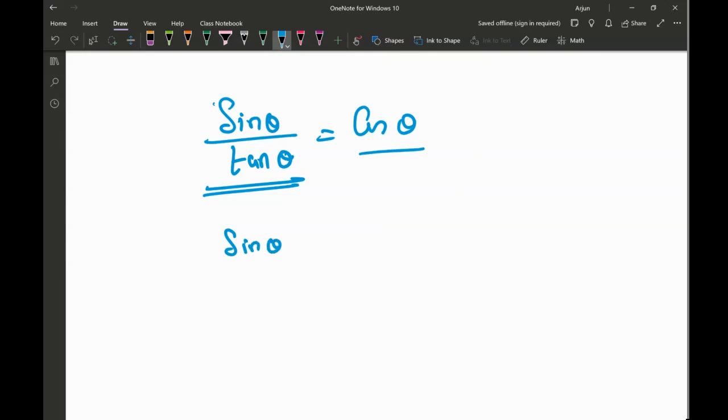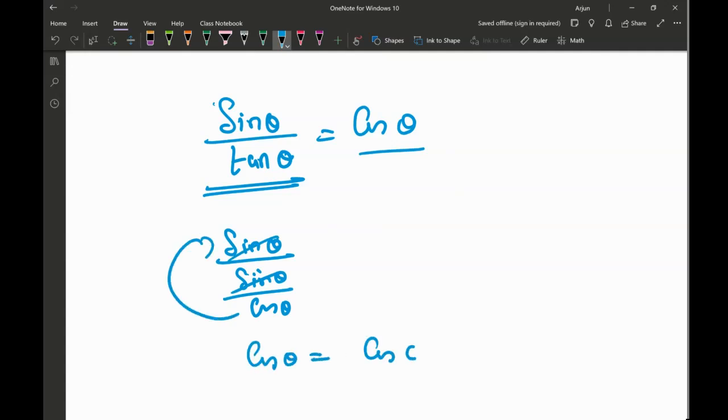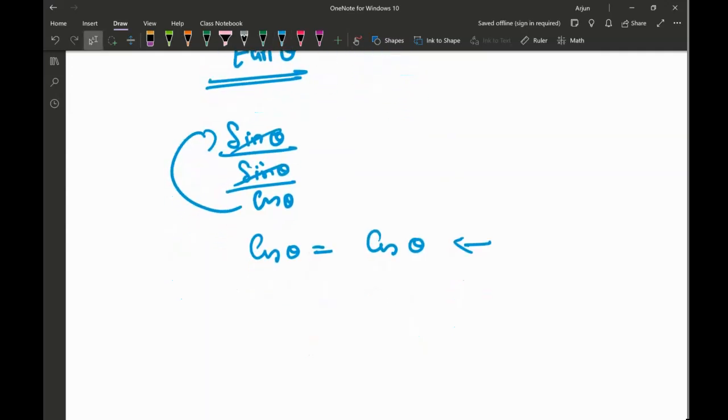So tangent theta can be written as sine theta upon cos theta. Sine theta divided by sine theta upon cos theta, and then this two cancels out. This is going to go on top. Cos theta equal to cos theta. So hence I proved the identity.